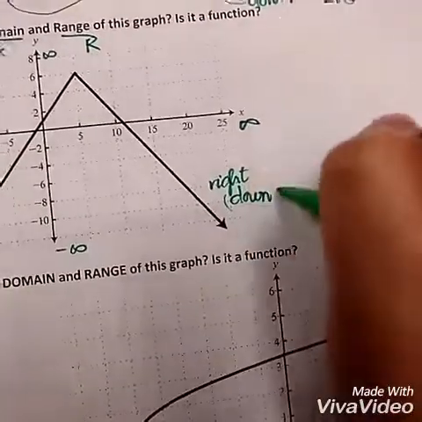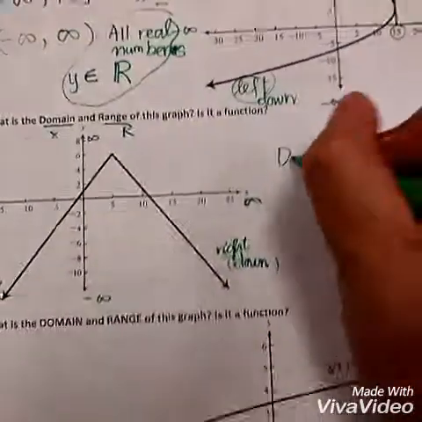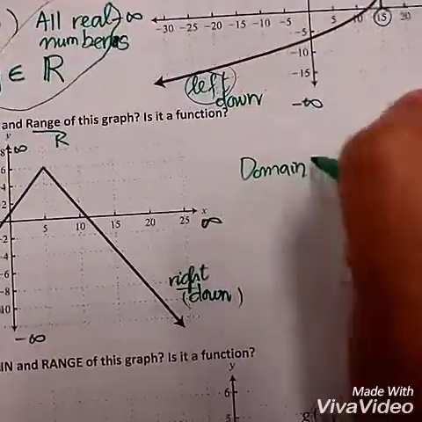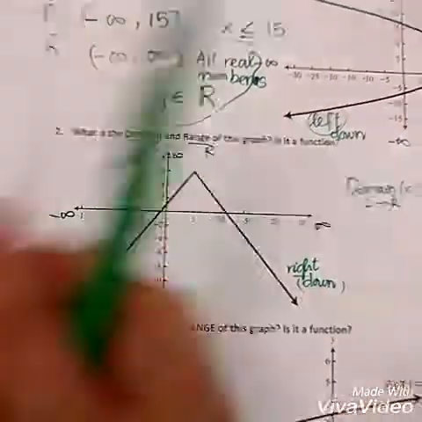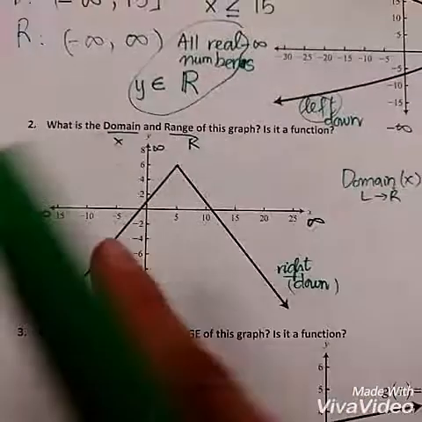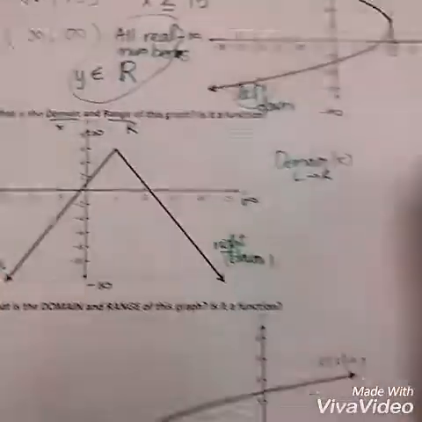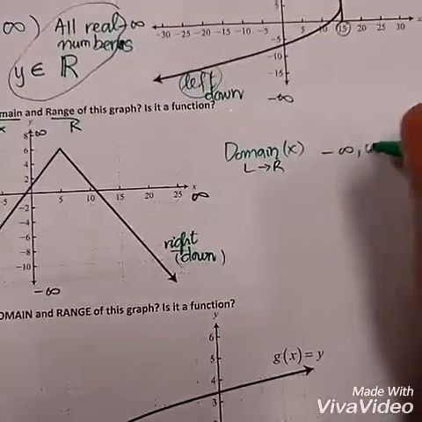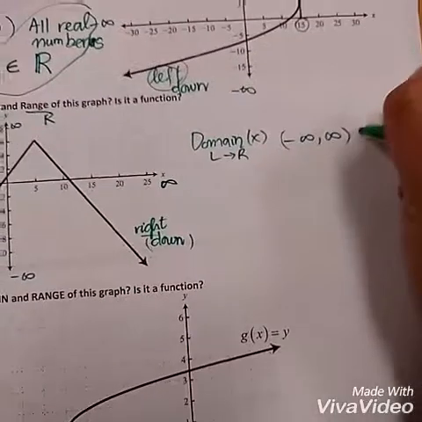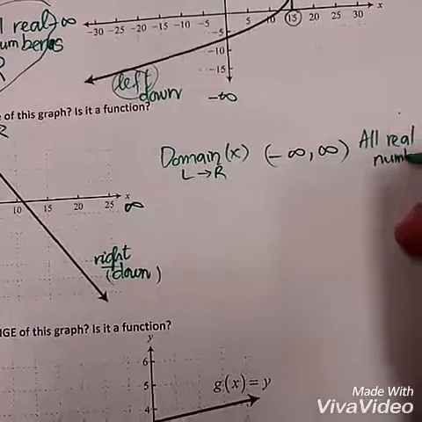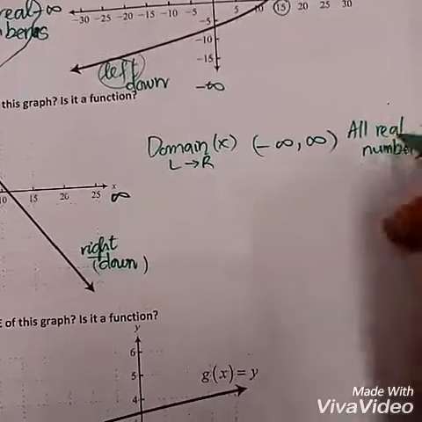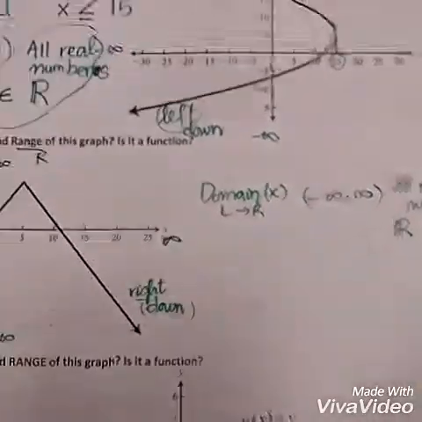So if our domain, remember that's your x, look from the left to the right. It goes all the way to the left and it goes all the way to the right. It's going to take all the numbers from negative infinity to positive infinity, and we call it all real numbers. All real numbers, all R.